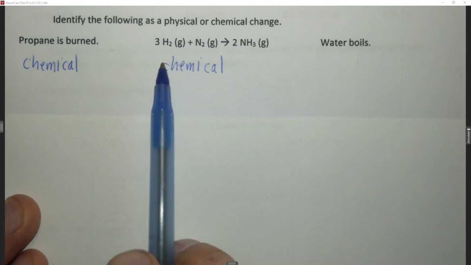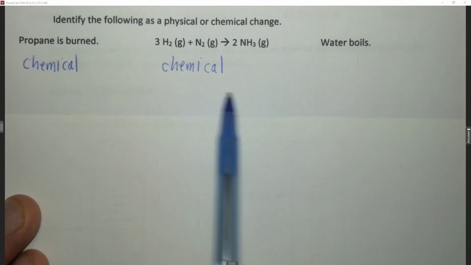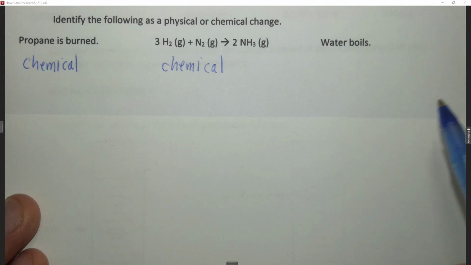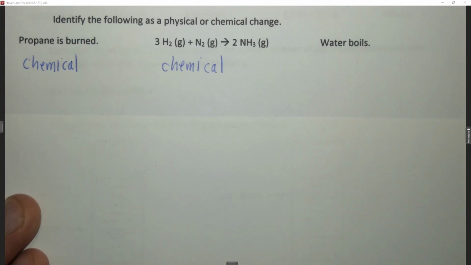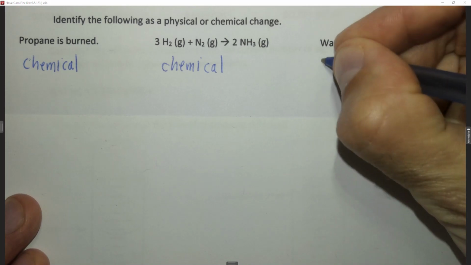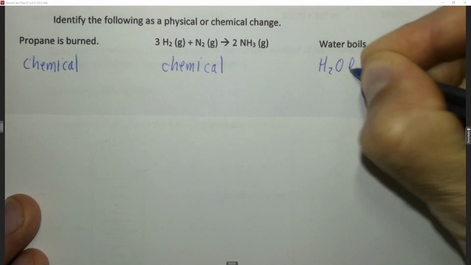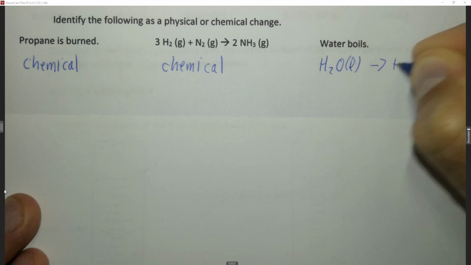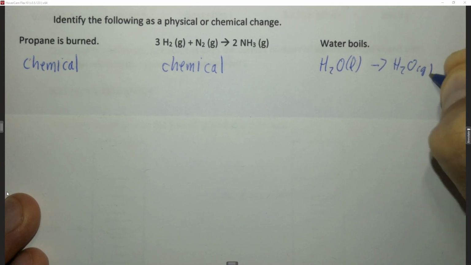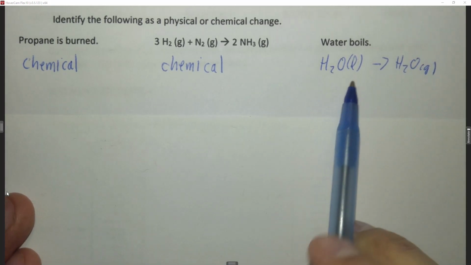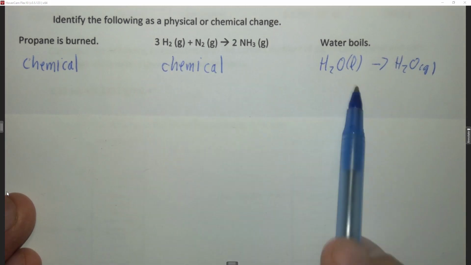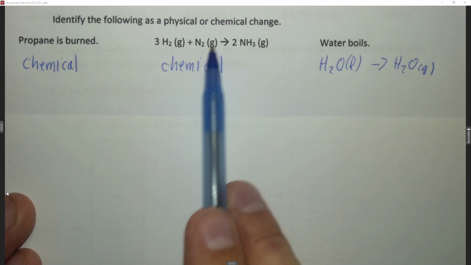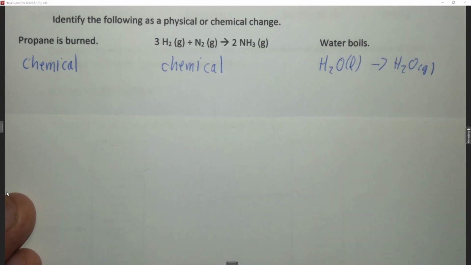Note that sometimes phase changes can be depicted as something that looks like a chemical reaction, but that's a phase change and it's not really a reaction. Water boils. So here's an example of that. We have H2O as a liquid forming into H2O as a gas. In this case, we have something that looks like a chemical reaction. It has reactants, it has products, it has an arrow, it has states of matter, and so on and so forth.